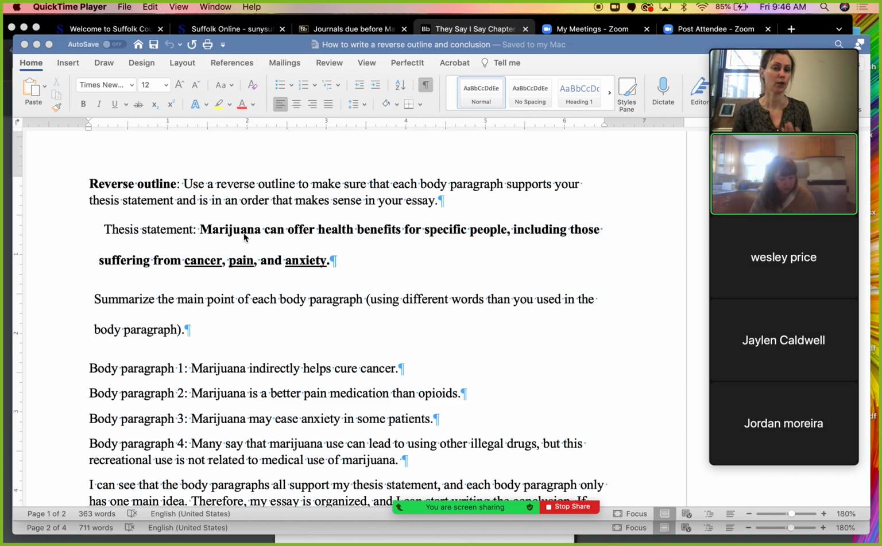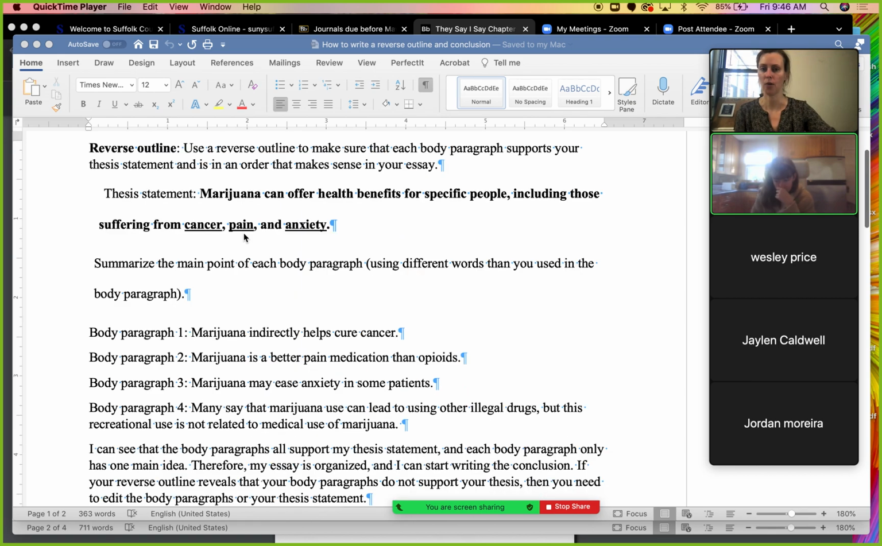First, write a reverse outline. A reverse outline should be done once you have your introduction complete and once you have your body paragraphs complete. Then you're going to check the structure of your essay to make sure that it makes sense. You have to make sure that every single body paragraph has one main idea that it argues for, and that every single body paragraph supports your thesis statement.